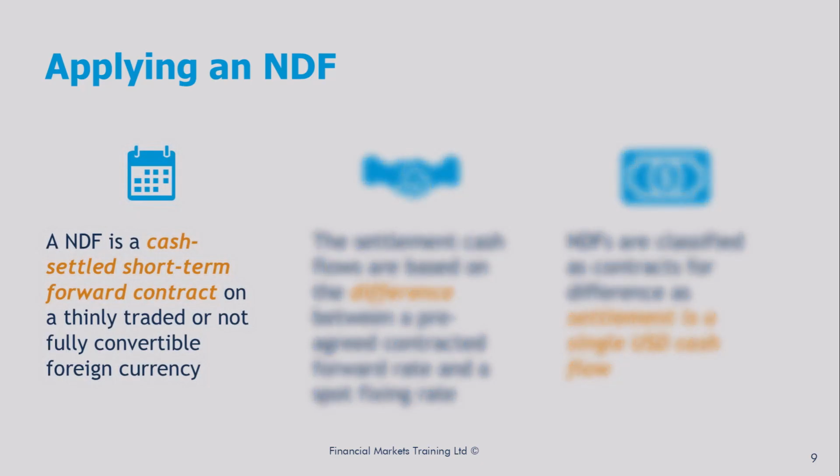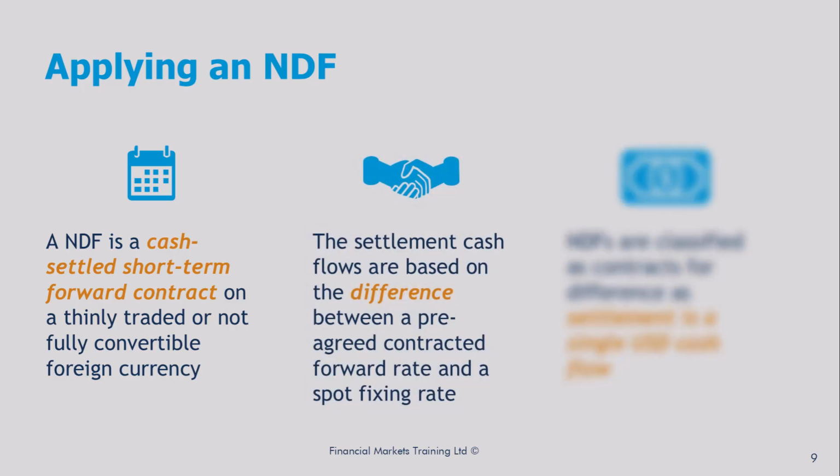In this scenario, we will look at how the investor could hedge their FX exposure using the NDF market. An NDF is a cash-settled short-term forward contract on a thinly traded or not fully convertible foreign currency. As we showed in the forward module, a deliverable contract will involve the movement of both principal amounts. But in the case of an NDF, the cash flows at the settlement date are based on the difference between a pre-agreed exchange rate and an applicable spot fixing rate.